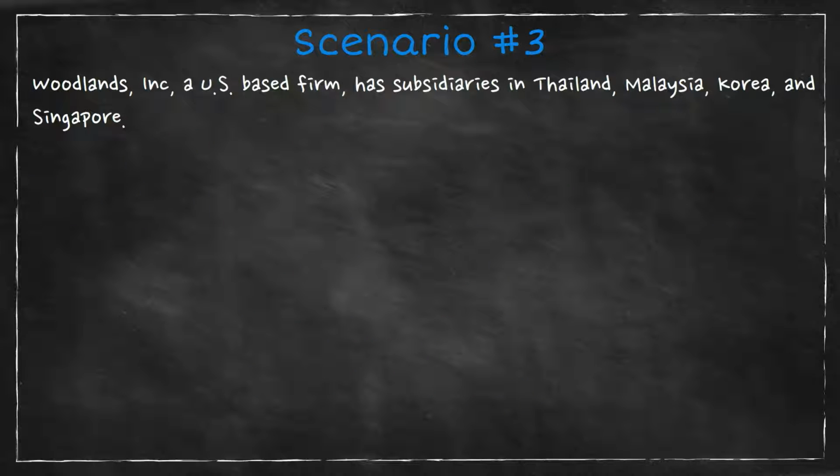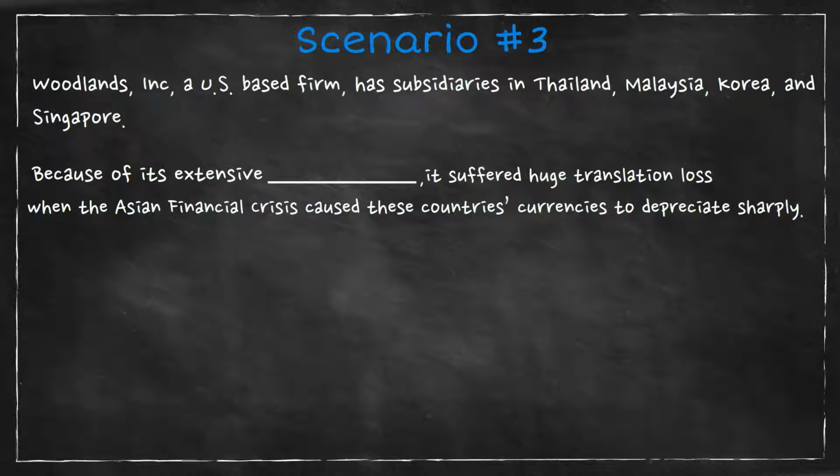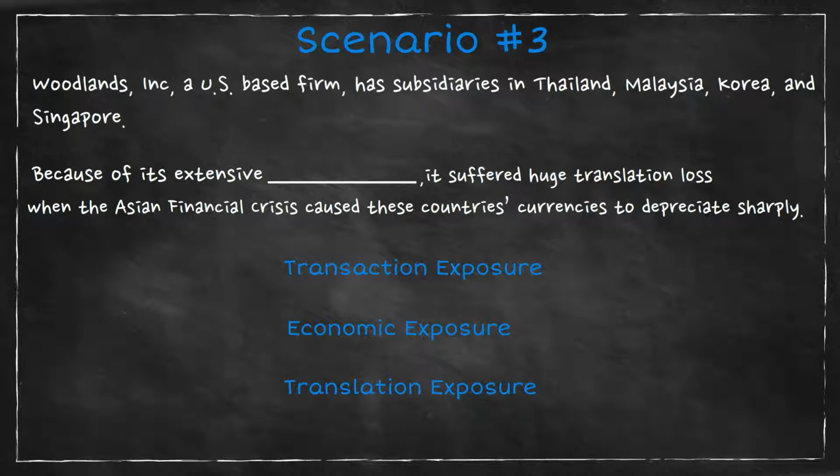Scenario number 3. Woodlands Inc., a US-based firm, has subsidiaries in Thailand, Malaysia, Korea, and Singapore. Because of its extensive exposure, it suffered huge translation loss when the Asian financial crisis caused these countries' currency to depreciate sharply. If you were thinking translation exposure, you would be correct.